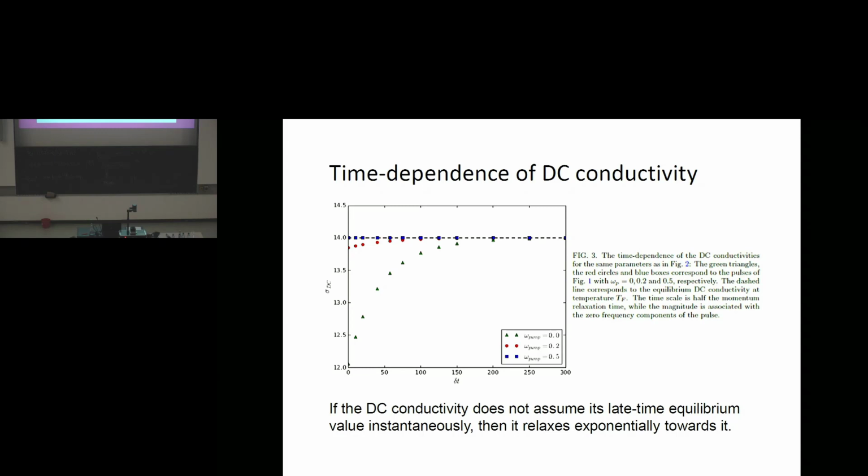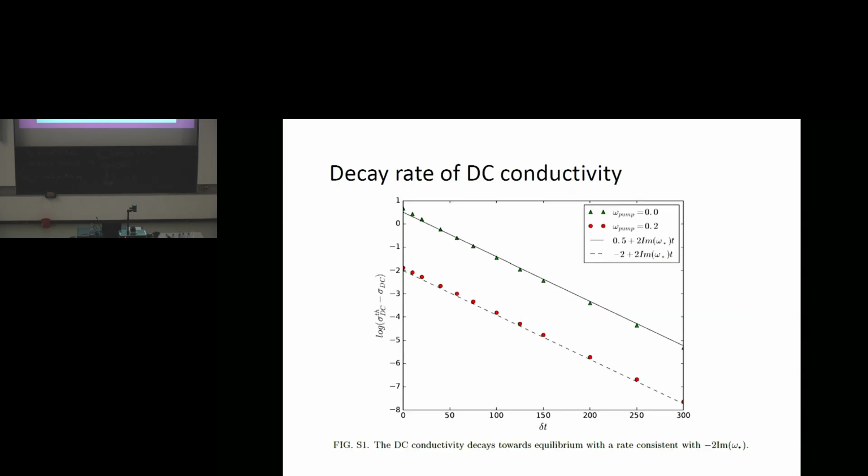So if the DC conductivity does not immediately take on its late time equilibrium value, you can check that it relaxes exponentially towards this late time value. And perhaps slightly surprisingly at first, this exponential decay is not quite set by the imaginary part of this dominant quasi-normal mode, but by twice the imaginary part of this quasi-normal mode's frequency.